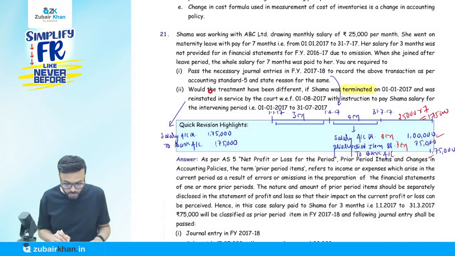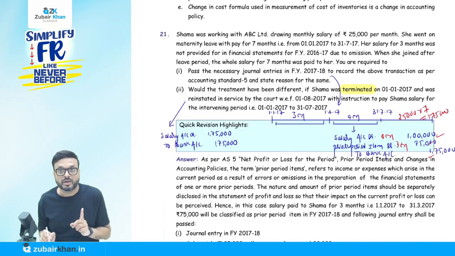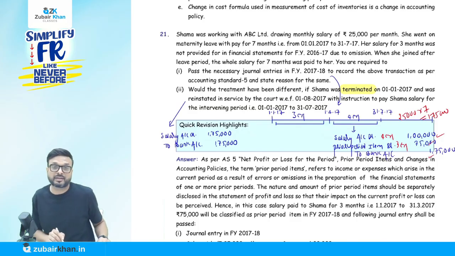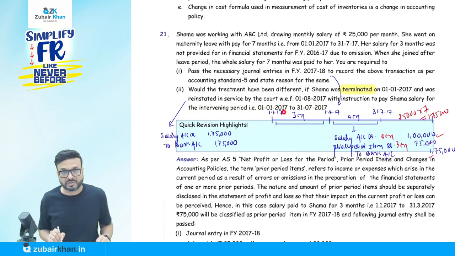Now they change the situation in point number 2. They say, would the treatment have been different if Shama was terminated on 1st of January and was reinstated in service by the court with effect from 1st of August 2017, with instruction to pay Shama's salary for the intervening period, that is from 1st of January to 31st of July? Now understand this point.